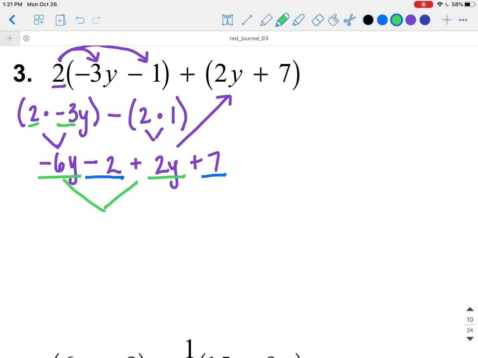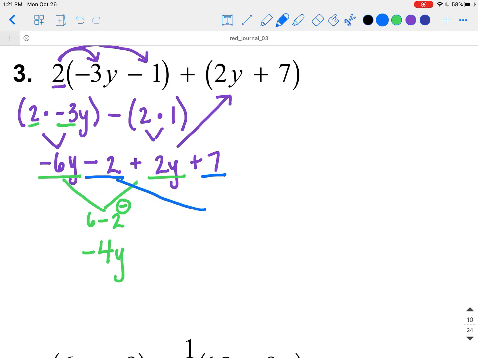So remember, it's as if you're adding or subtracting the coefficients, which are the numbers in front of the variable, and then plop the variable at the end. In this case, you have negative 6 plus 2. So since they're different signs, we subtract. 6 minus 2 would give us 4, and we keep the bigger sign, which is negative. So this gives us negative 4y. Just plop the variable on the end.